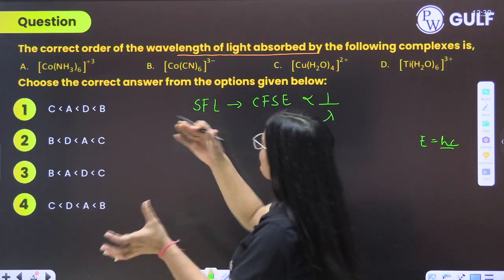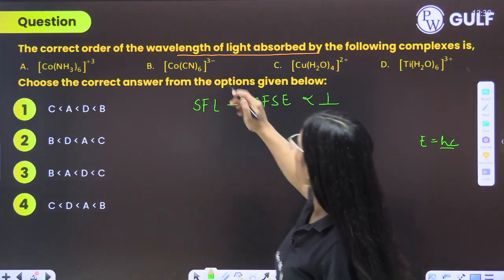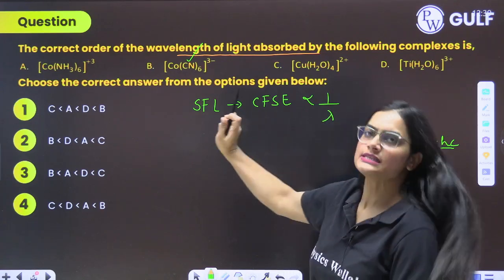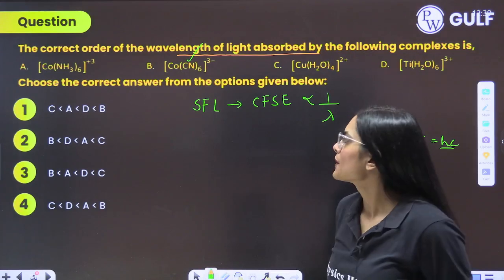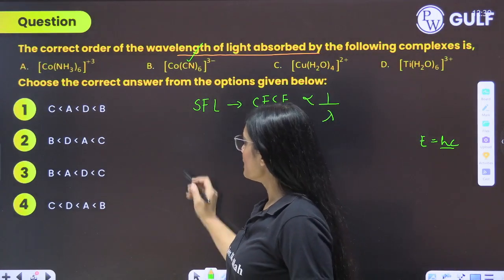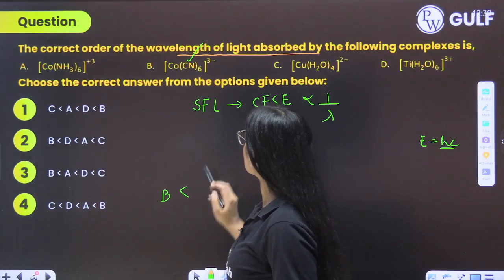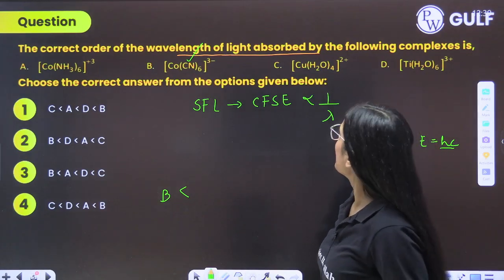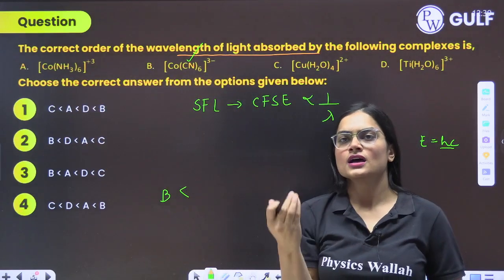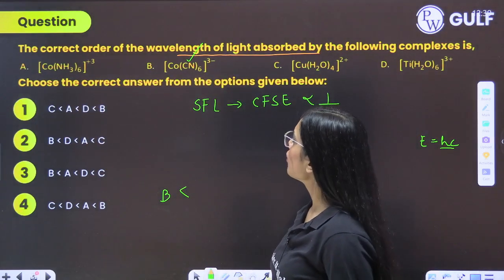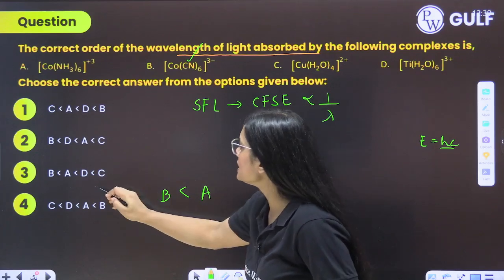So in which case is the ligand a strong field ligand? Of course, out of all of them, the strong field ligand is CN. In case of CN, your CFSE would be maximum and your wavelength would be minimum. So in this case, B would have the minimum wavelength, okay, CFSE is maximum, wavelength is minimum. After that, we have the A complex, because ammonia is also a strong field ligand, but it is weaker than CN. So after that, you have BA. That means here option D is the right answer.